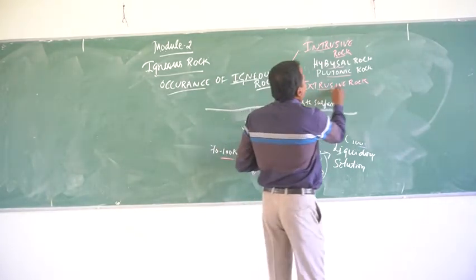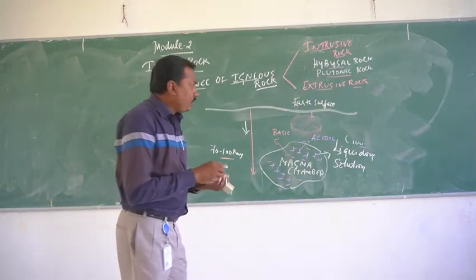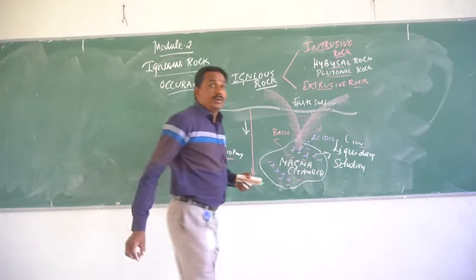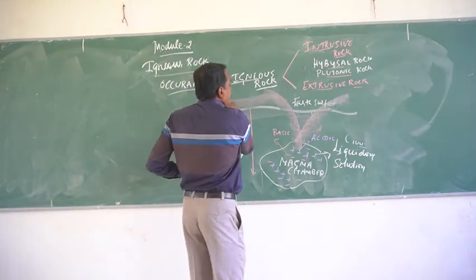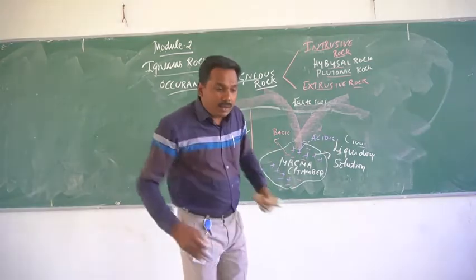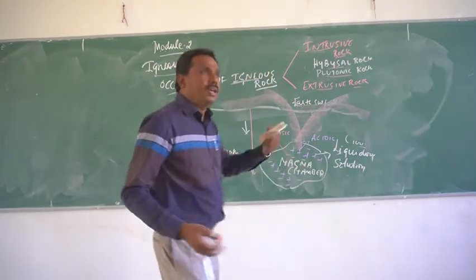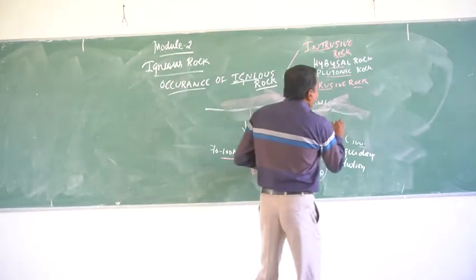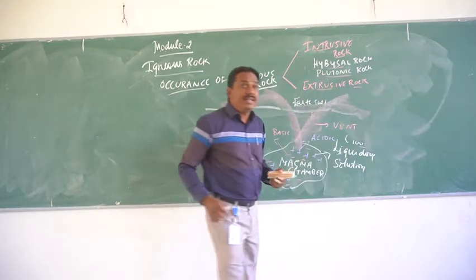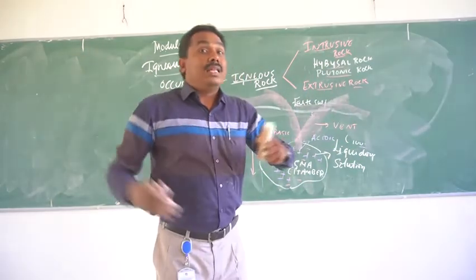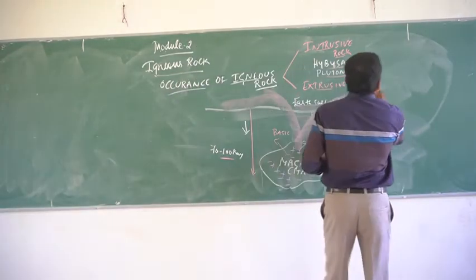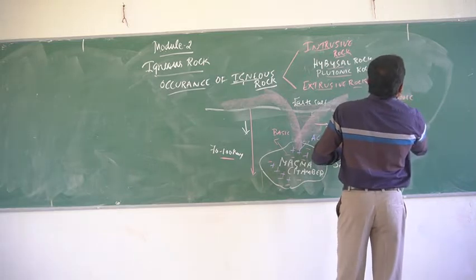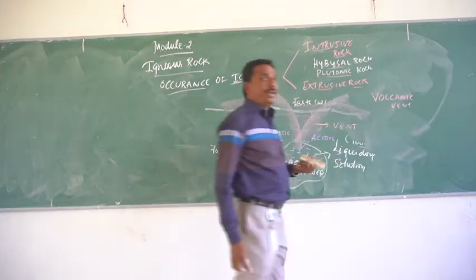Then coming to the extrusive rock. What do you mean by extrusive rock? See, when the magma chamber squeezes out to the surface, it will flow in any direction towards the slope. How does it squeeze out? We call it a vent. Vent is nothing but the space to erupt. That vent is called a volcanic vent.